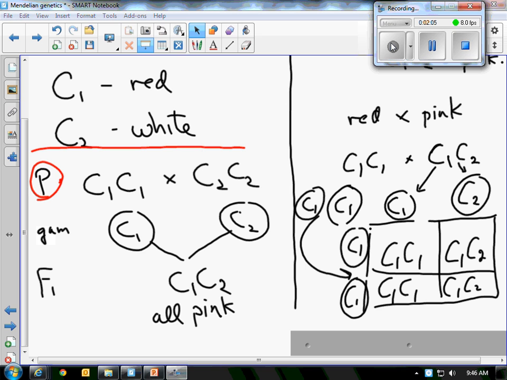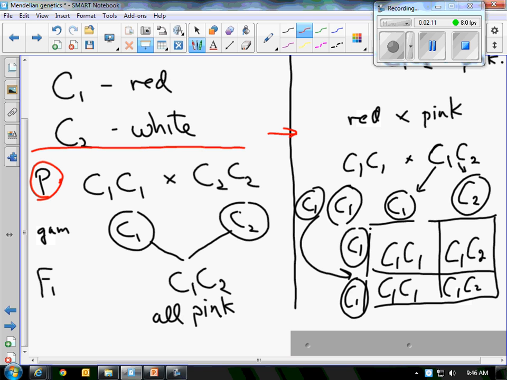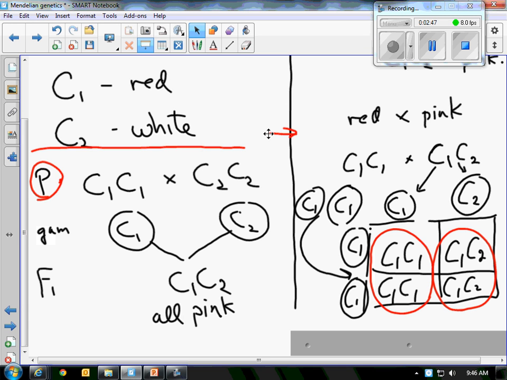Here's an example on the right-hand side, where the parents were a red flower and a pink flower. And now I don't even have to tell you whether they're homozygous or heterozygous, because by virtue of their color, you can tell. So the red flowers have to have 2 C1s, the pink flowers have to have a C1 and a C2, and the offspring are going to be 50% red, these are all red, and 50% pink. 50% red, 50% pink.